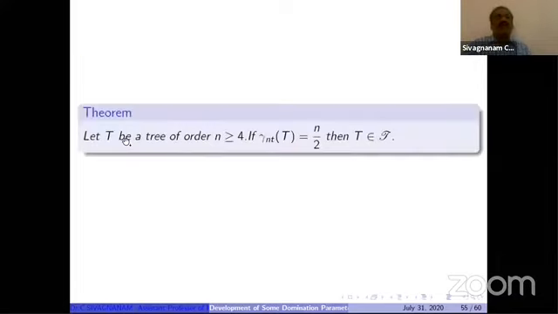Now, let T be a tree of order n greater than or equal to 4. A tree means automatically delta equal to 1. Previously delta was greater than or equal to 2, no? Here delta equal to 1 is possible. So if gamma nt of T equals n by 2, then T should belong to that family of trees. This we proved. But what is the open problem here? Here, delta equal to 1, we proved only for trees, and previously delta greater than or equal to 2 we proved. Delta equal to 1 for any graph is still an open problem. You have to try for that.